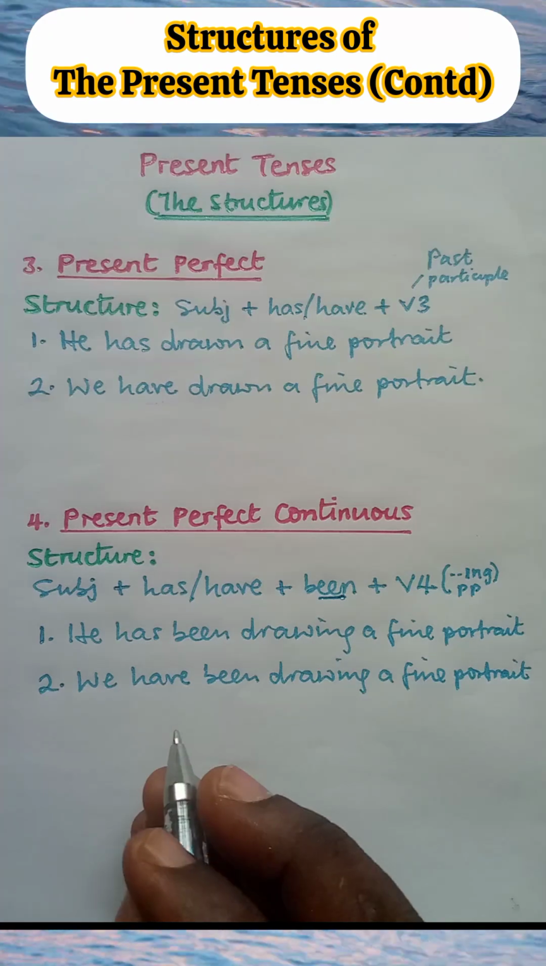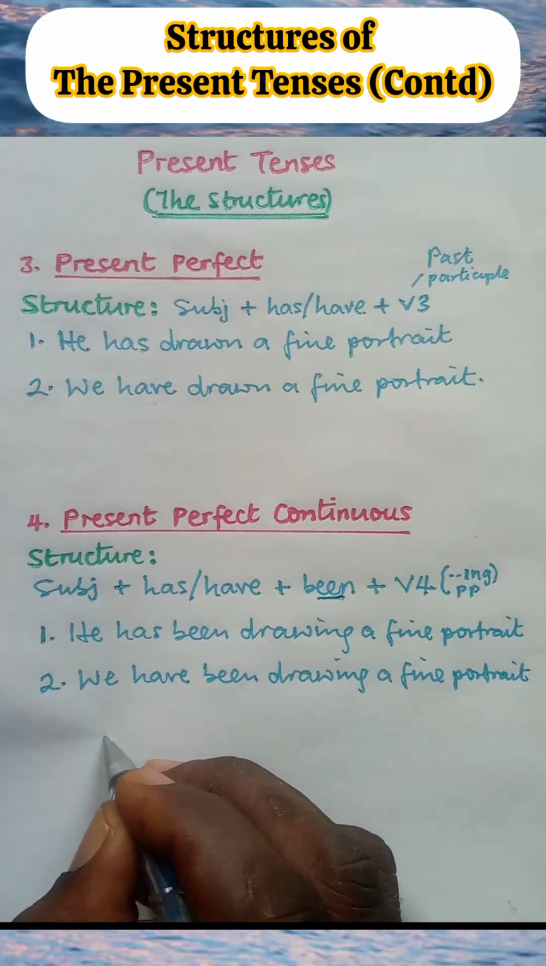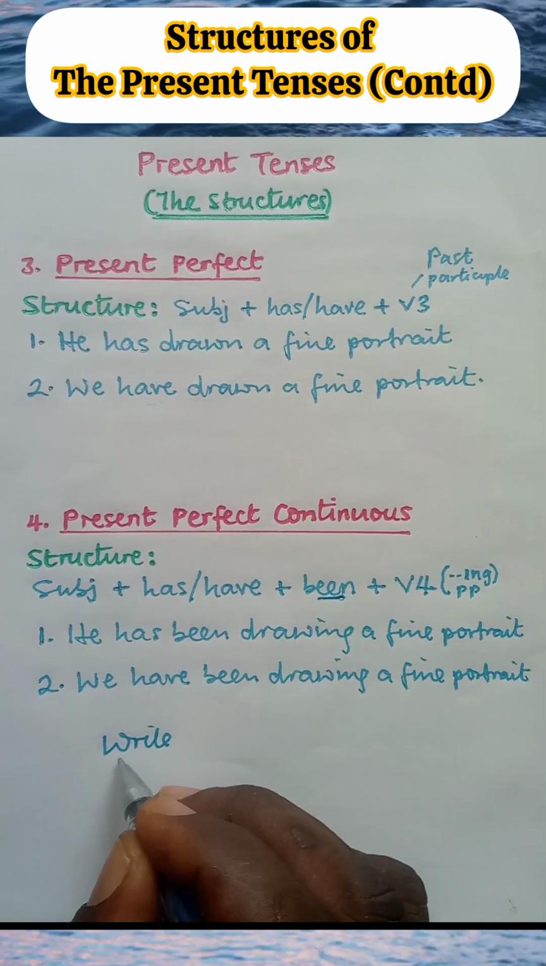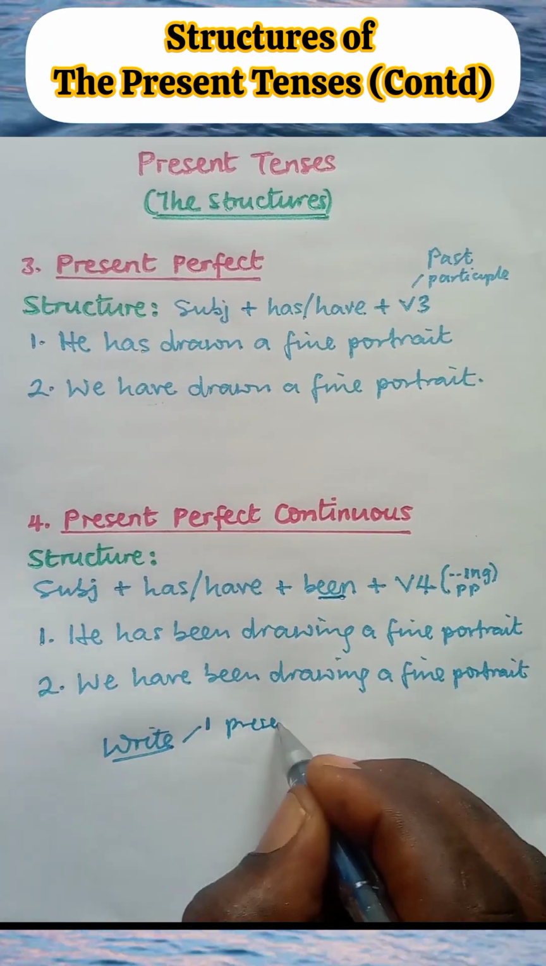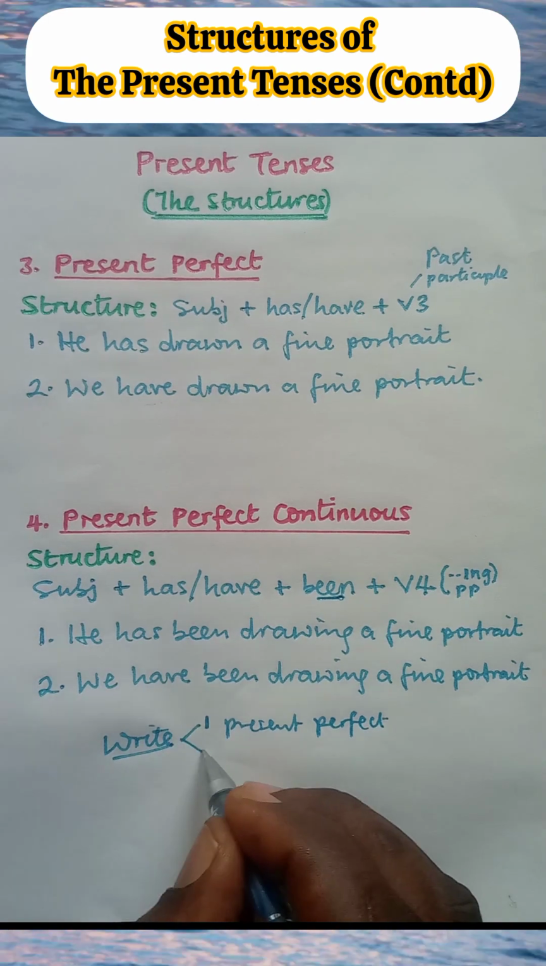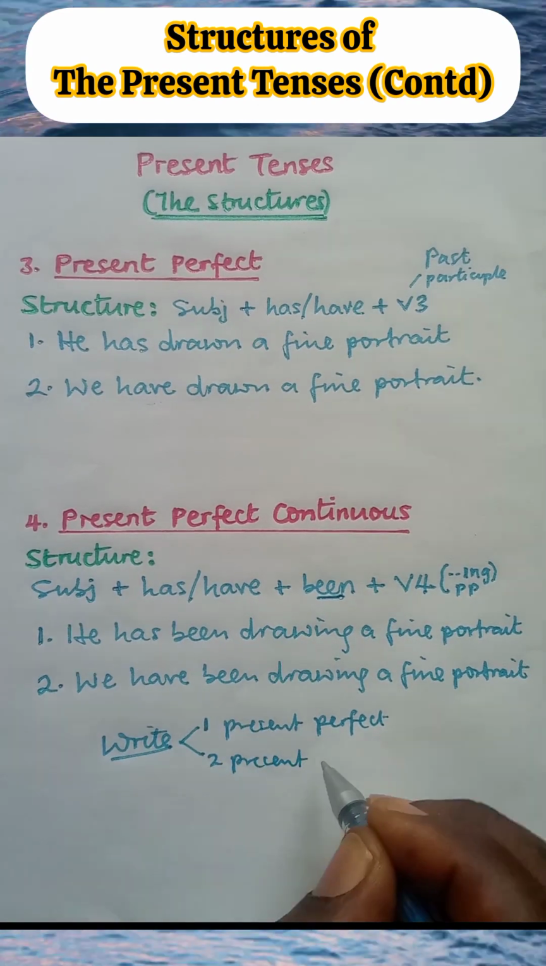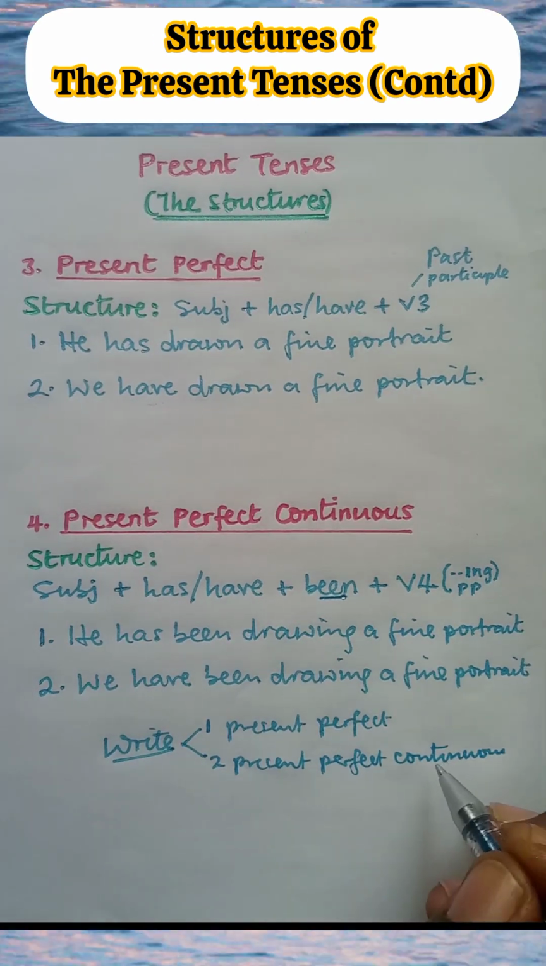Now let us look at an exercise here. Your verb is write. You will use write to make 2 sentences. One to represent present perfect tense and the second sentence to represent present perfect continuous tense.